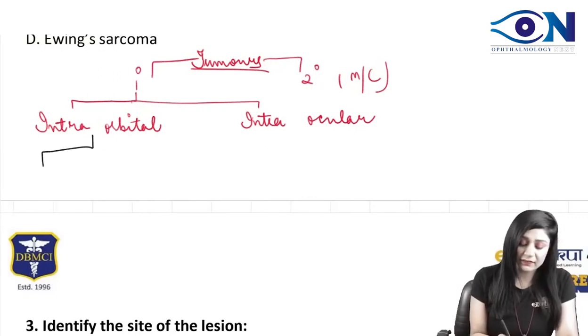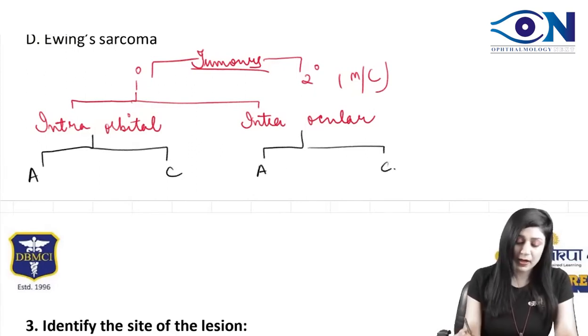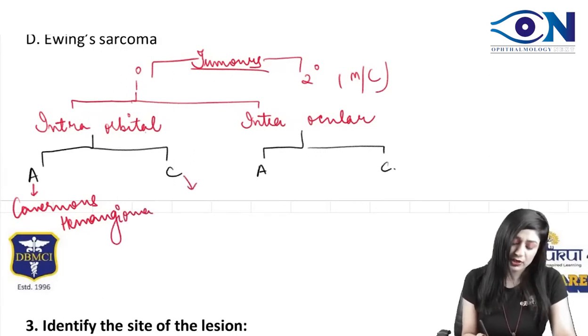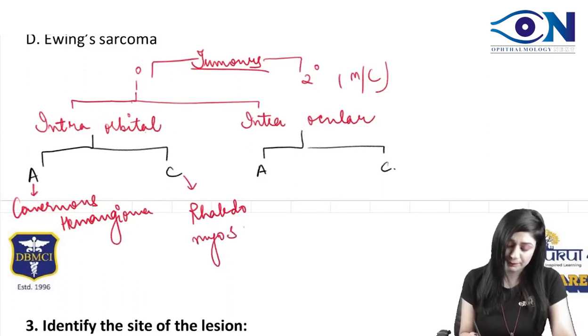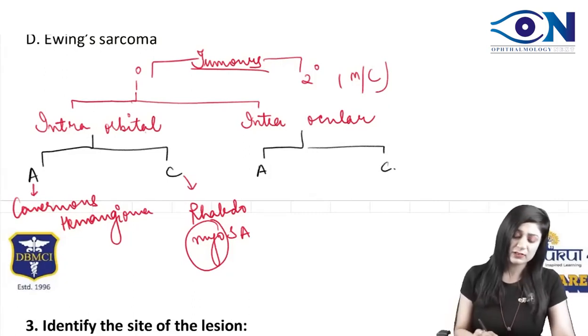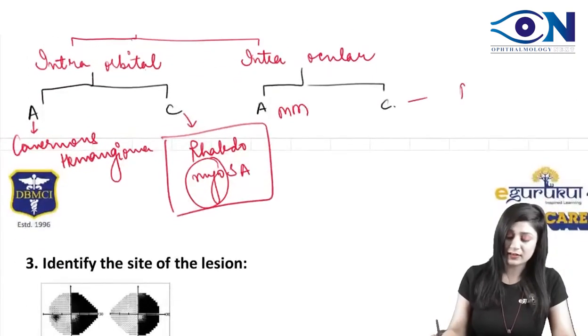So, this can further be divided into the adults or childhood. This also in adults or in the childhood. So, if I talk about intraorbital in adults, it is the cavernous hemangioma. And intraorbital in children, it is the rhabdomyosarcoma, right? So it's a myo because Desmin positive means it is related to the muscle. So most probably it's a rhabdomyosarcoma. Intraocular in adults is a malignant melanoma, and intraocular in children is the retinoblastoma.